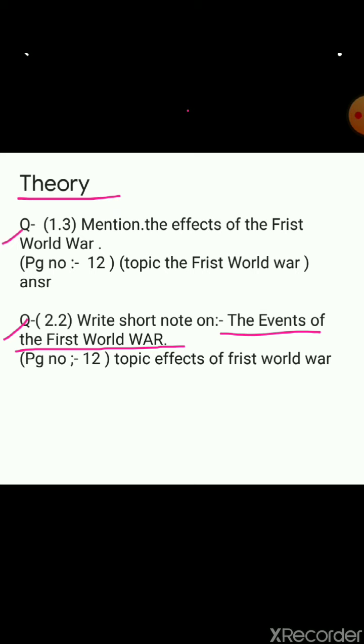And the Treaty of Versailles can also be asked as a short note, like write a short note on the Treaty of Versailles. So write that also. You need to write it in that form, but the Treaty of Versailles can also be asked separately in the exams. So you need to write these two theory answers, writing today's day and date, and you need to write these two theory answers today itself.